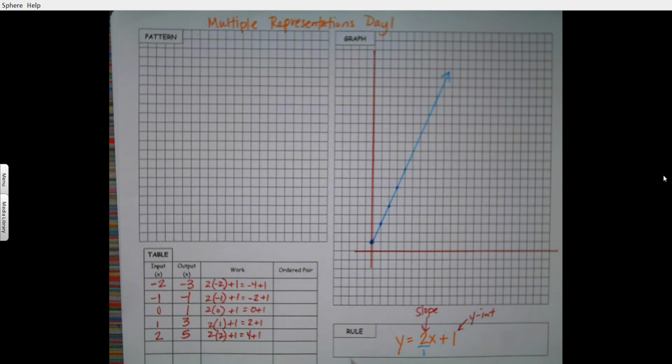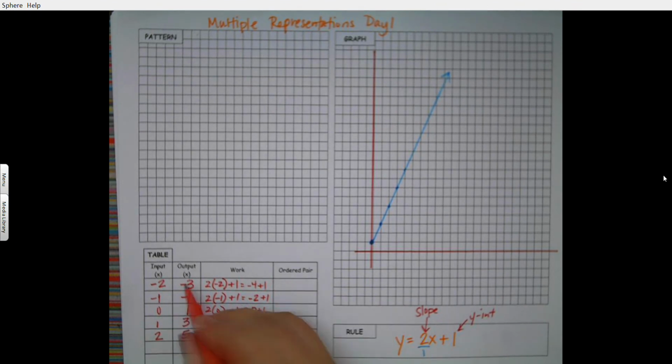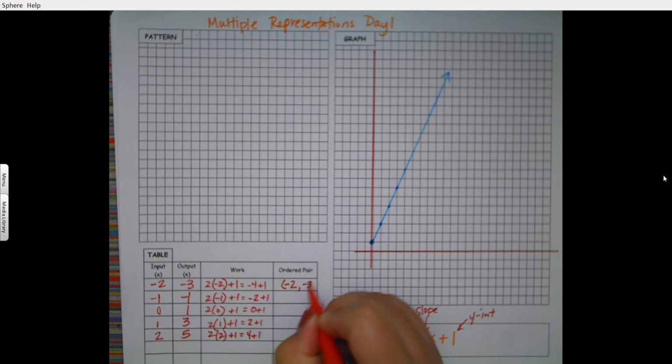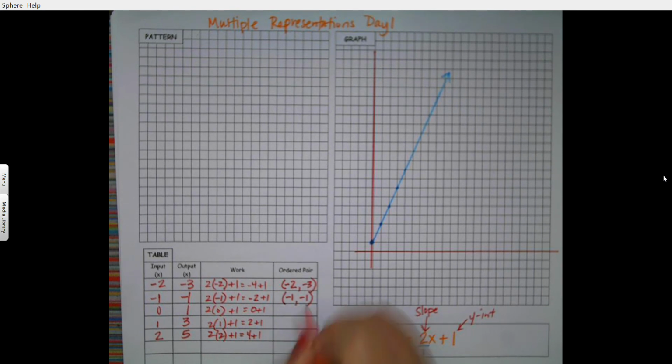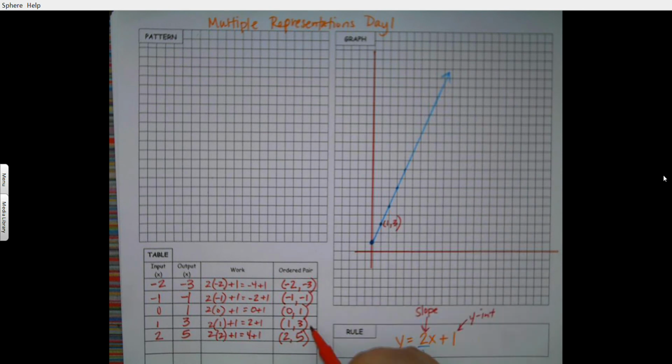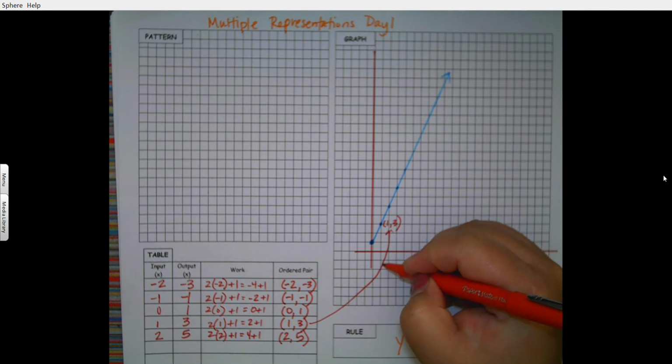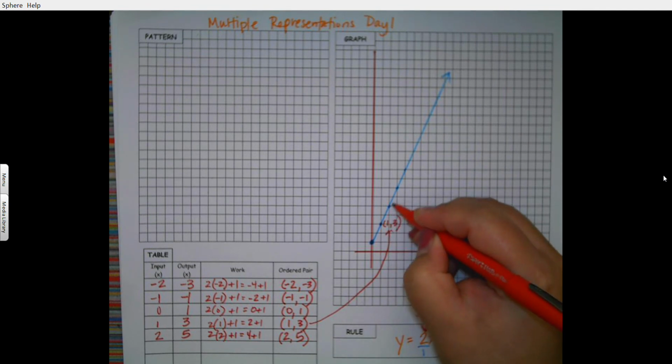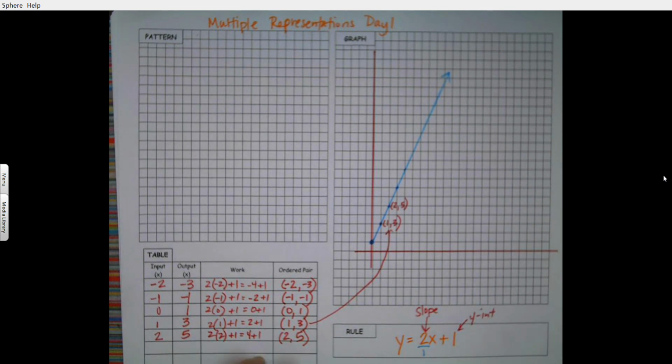So hopefully I can now make ordered pairs x, y. So it would be negative 2, negative 3; negative 1, negative 1; 0, 1. There again is my y-intercept. And we can go find these points. 1, 3. This point right here is this point right there. 2, 5. 1, 2, 1, 2, 3, 4, 5. Here's my point, 2, 5. And yes, I could keep going to do 3, 4. I could do negatives if I wanted to.